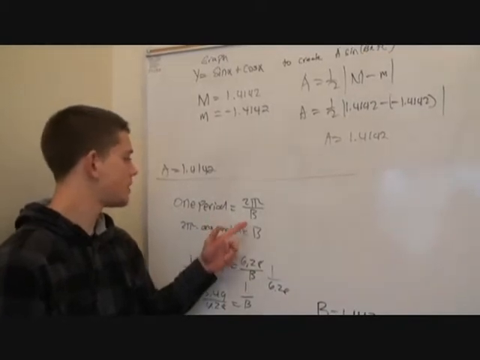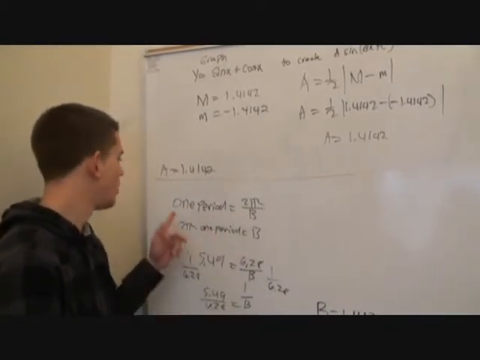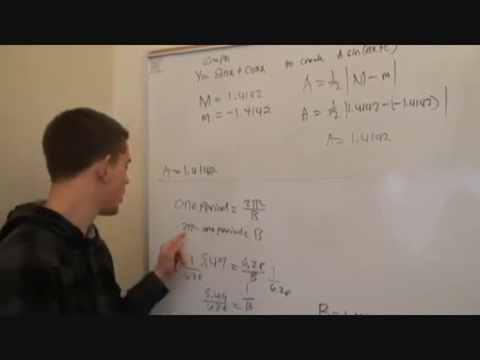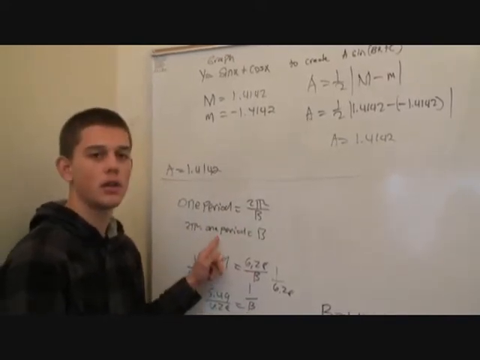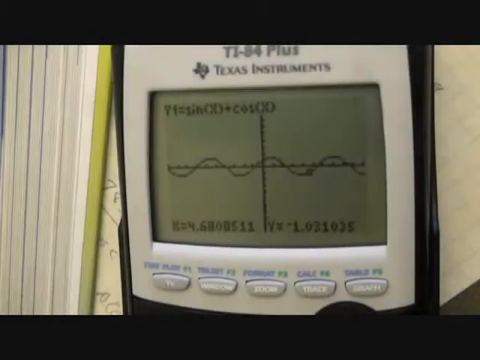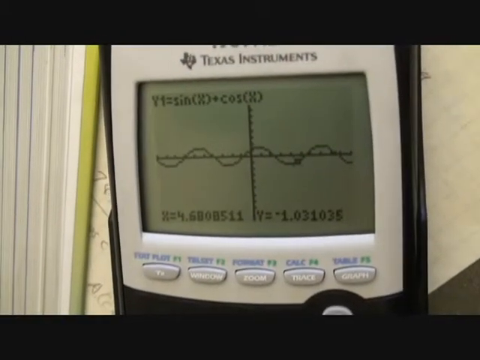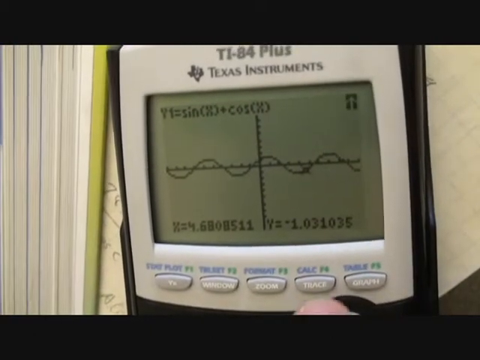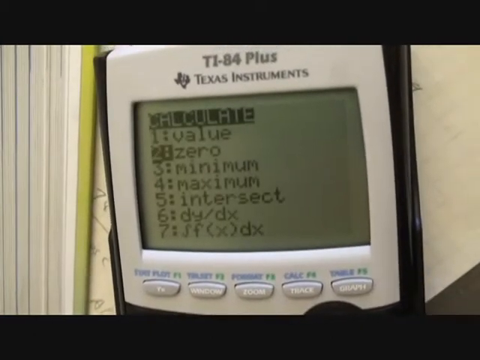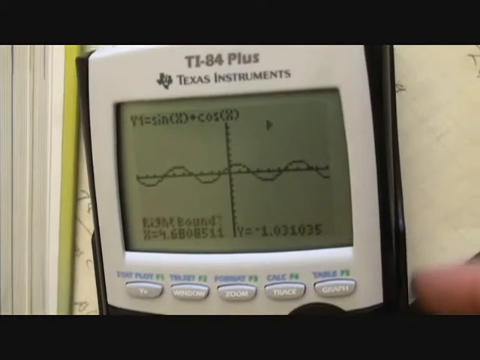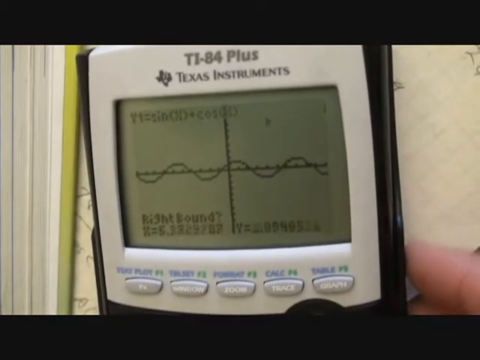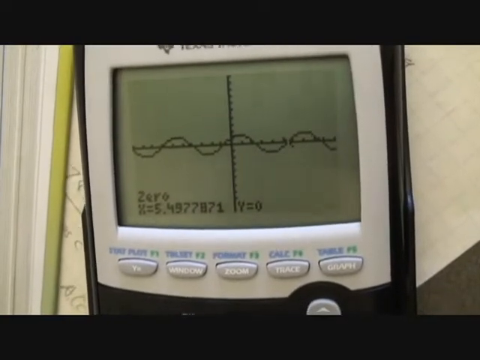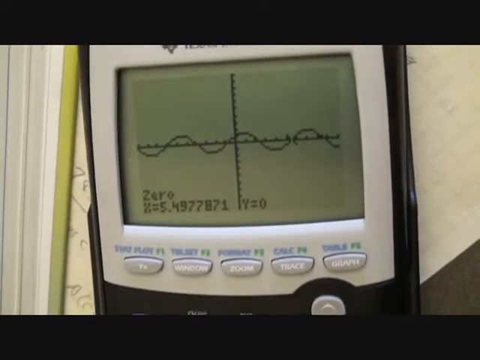Alright, the next step is to find B, and one period is equal to 2 pi over B. So to solve for B, we just need to go 2 pi over the period. Our next step is to find the zero to help us with B. So we're going to go second trace to find the zero. Left bound, then right bound, guess, and our zero is going to equal 5.49.